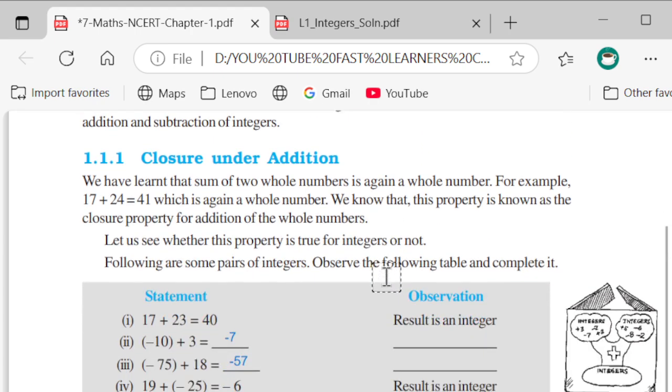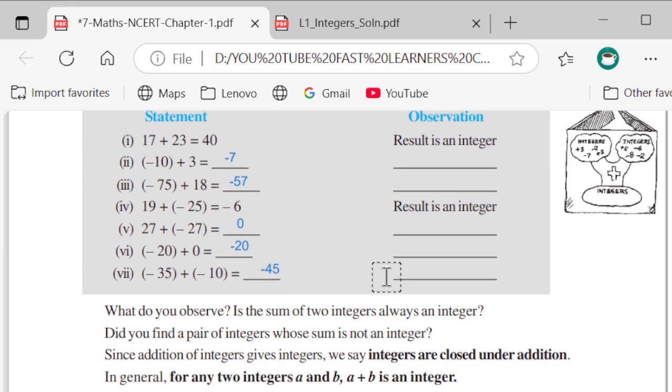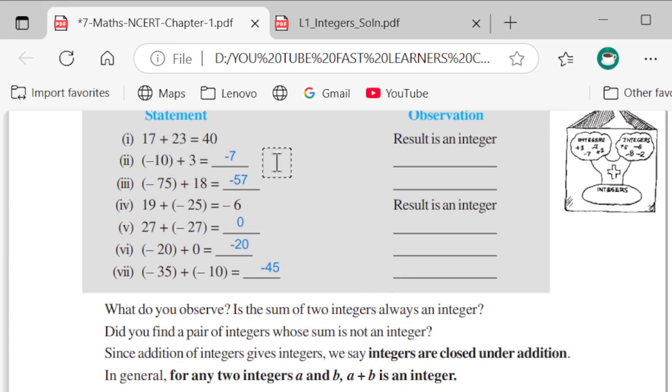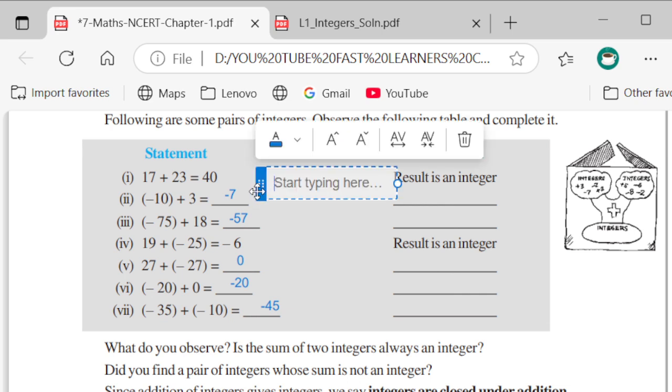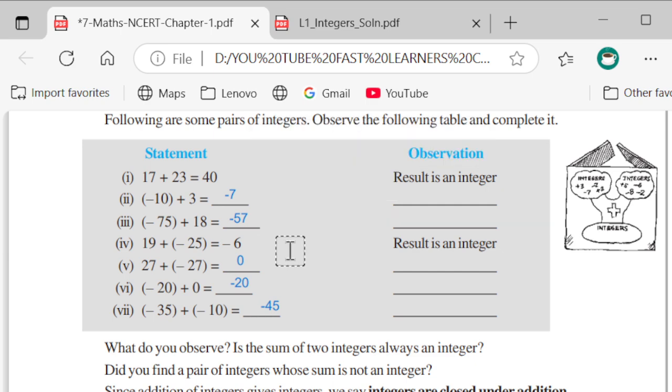The very first thing is closure under addition. See, here a few sums have been given to you. You know that if you add a positive number to a positive number, you get a positive number. If you add negative and negative, you get the answer as a negative number. And if one number is positive and one number is negative, it depends on which one is the bigger number, positive or negative.